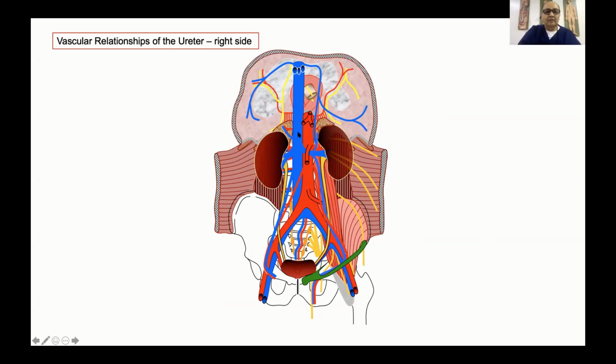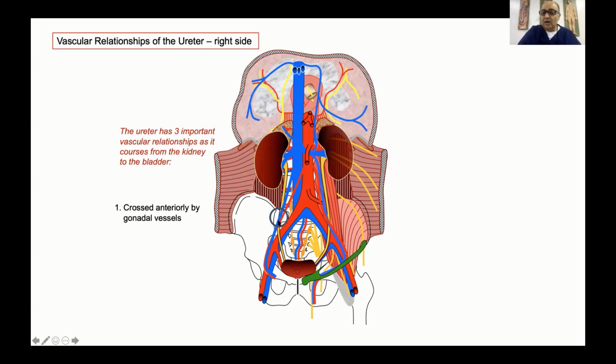So now let's focus on how different vessels on its way from the renal pelvis to the urinary bladder are related to the different areas. And these areas have some clinical significance. So now the three important vascular relationships of the ureter on its way from the kidney to the bladder. Let me focus on them one by one. Now look at it.